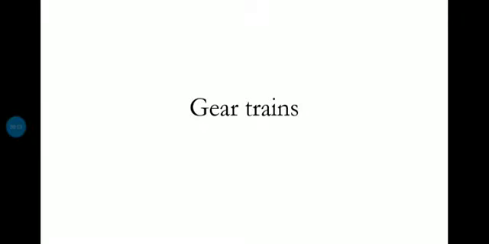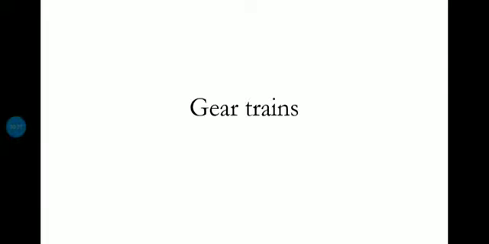So the next topic or unit is gear trains. Gear trains is nothing but, for the transmission of power or motion, we need two or more gears, right? So that arrangement is called a gear train. Earlier we studied gear terminologies and some design constraints, similarly interference, etc.